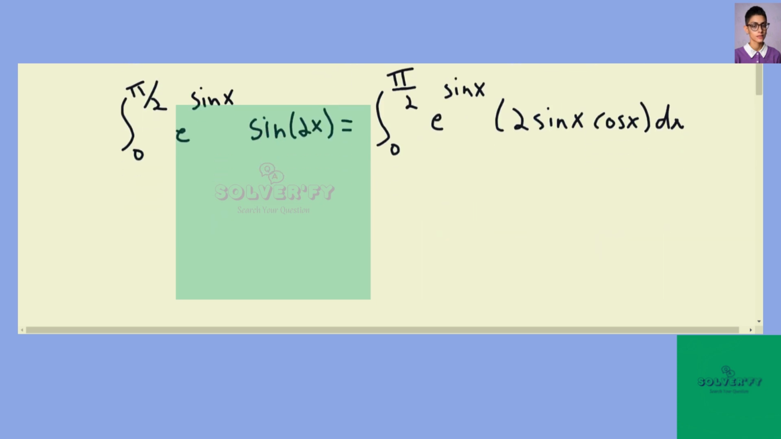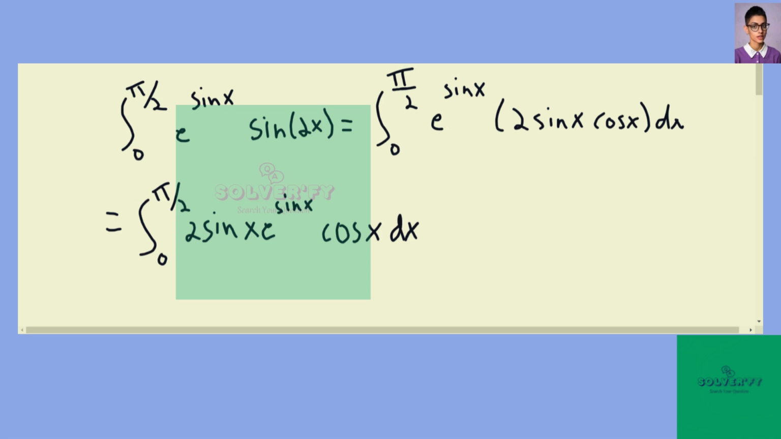Then if you simplify this, it'll come out to be the integral from 0 to pi over 2 of 2 sine x e^(sine x) times cosine x dx.